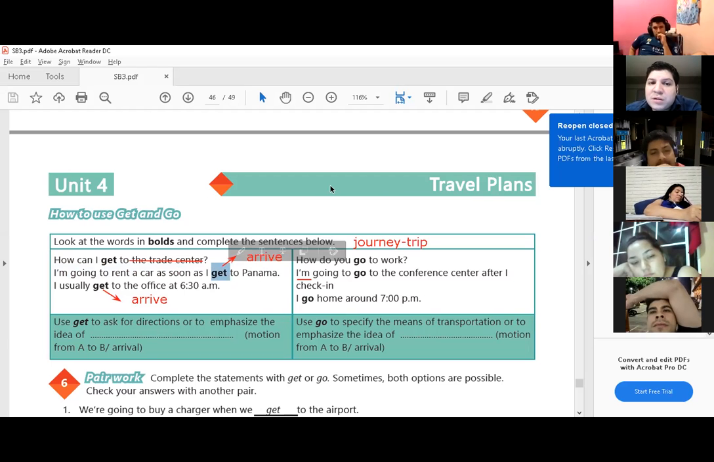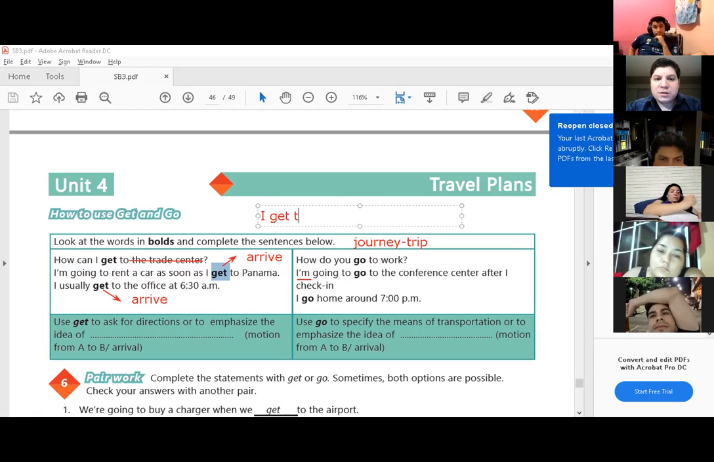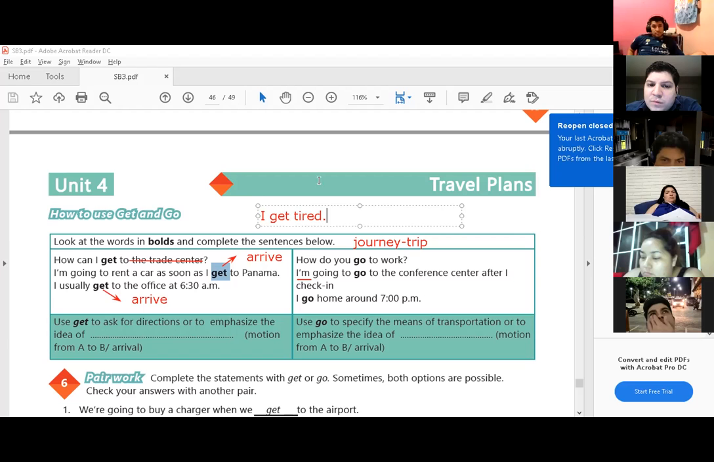Si ustedes pueden, para quitar la confusión, lo que mencionaba Fer, I get tired. Yo llego cansado. O llegaré cansado. Yo me canso, right? Ahora, si ustedes quieren saber, I arrive tired. Yo llego cansado. No es lo mismo, ¿eh? It's not the same thing.